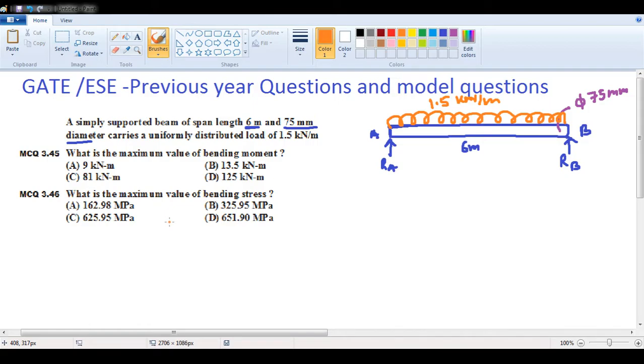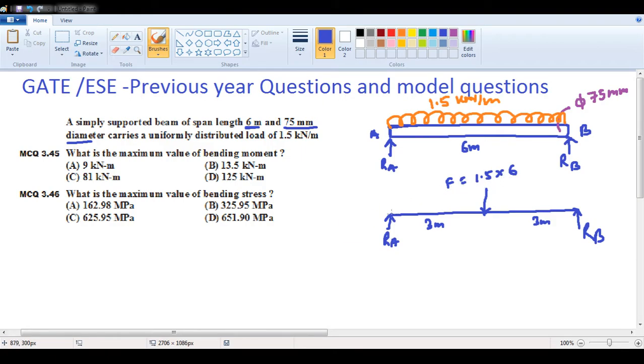Now to understand this, we first have to convert this into a free body diagram, correct? So when we convert this to a free body diagram, this is RA, this is RB. So the total load is how much? 1.5 into 6. Where will it act? Exactly in the middle, that is 3 meter and 3 meter. Between this, the whole force will act. The force will be 1.5 into 6, correct?